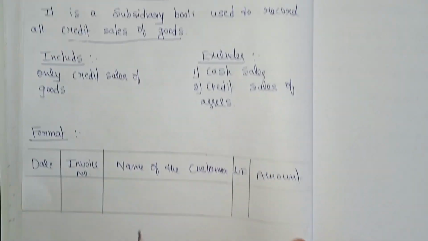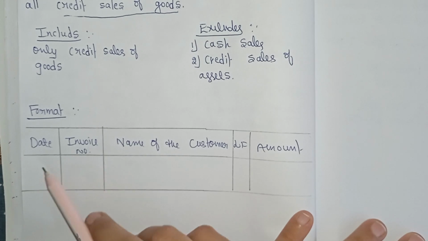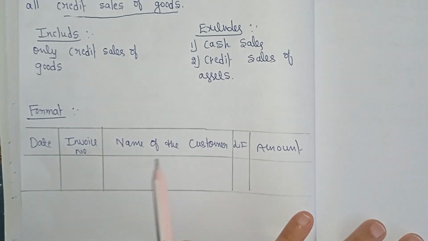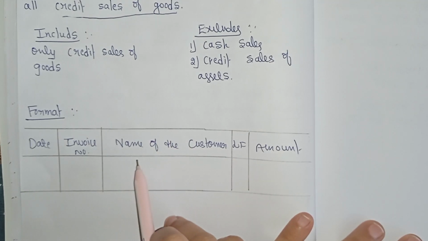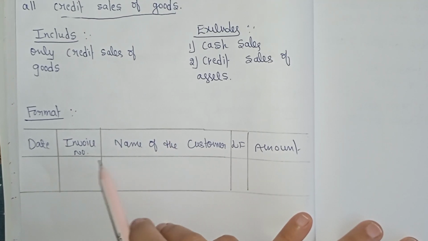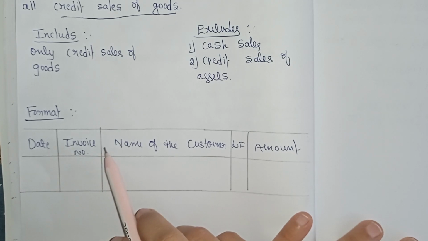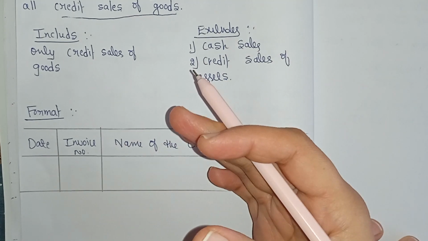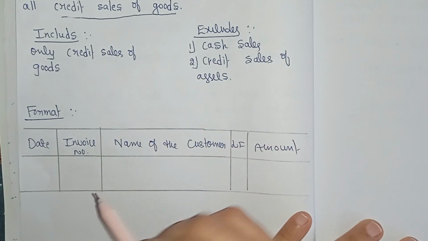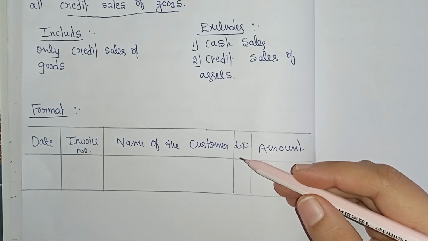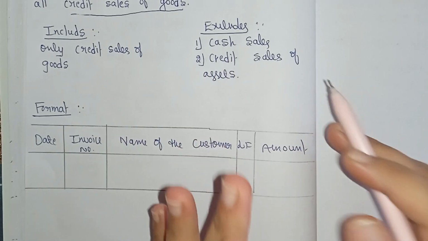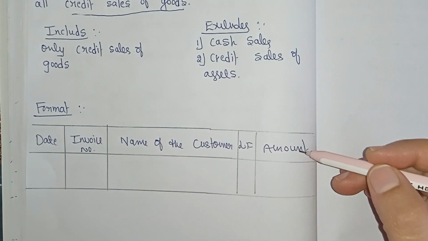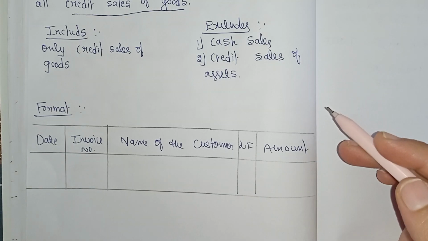Now we will see the format of the sales book: date, invoice number, name of the customer, ledger folio, and amount. Date means the date of the transaction, and invoice number is related to the sale for tracking. Customer name means the name of the customer to whom the goods are sold on credit. Ledger folio means a reference to the ledger where the customer account is maintained, and finally the amount means the total value of the transaction.